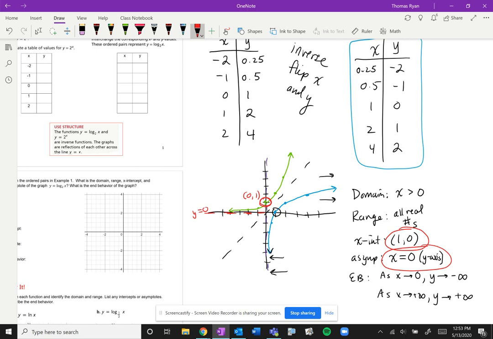We flip-flopped it. This domain is all real numbers. Well, since we flip x and y values, our range for our inverse log is all real numbers. This range was limited to only y is greater than 0. Sure enough, we flip-flop, our y's become our x's. This log's domain is now x is greater than 0. And you can see the same patterns continue.